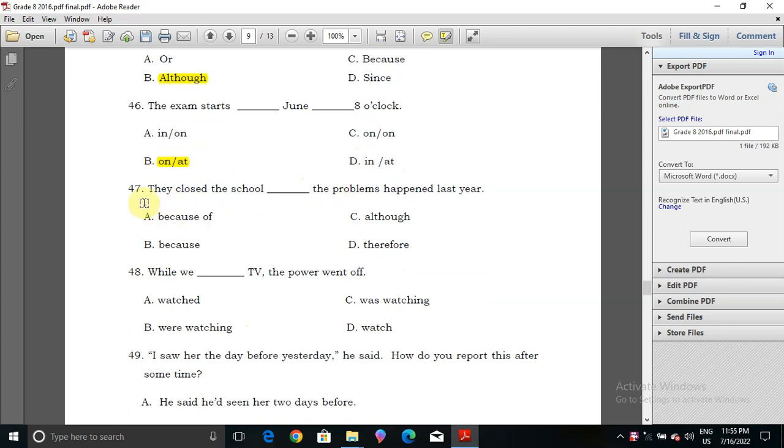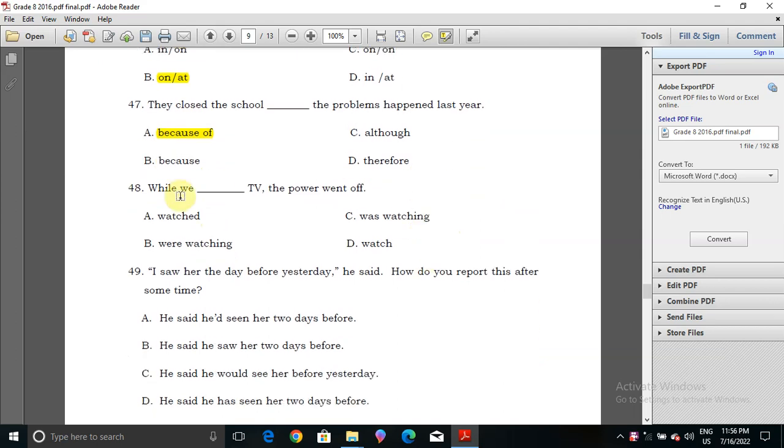Then in question number 47, they closed the school dash the problems happened last year. Now here we have the result, that they closed the school, and we have the reason, which is the problems happened last year. So that means we are going to use what? Because of, right? They closed the school because of the problems happened last year.